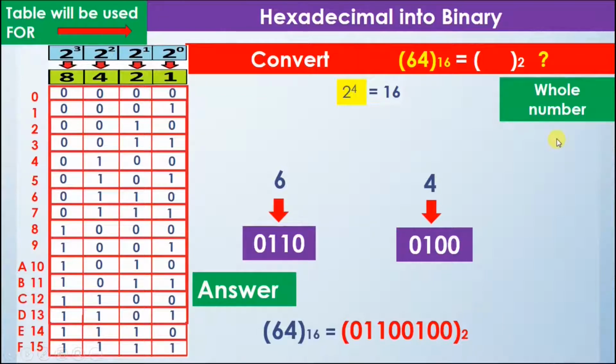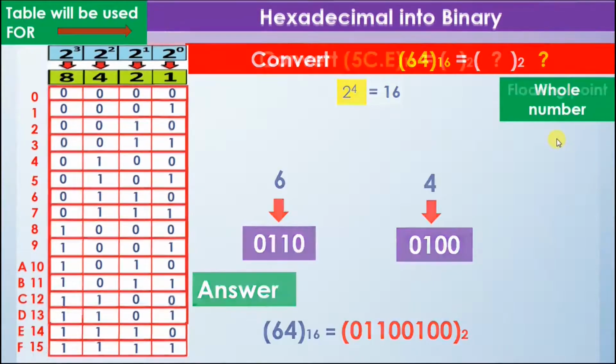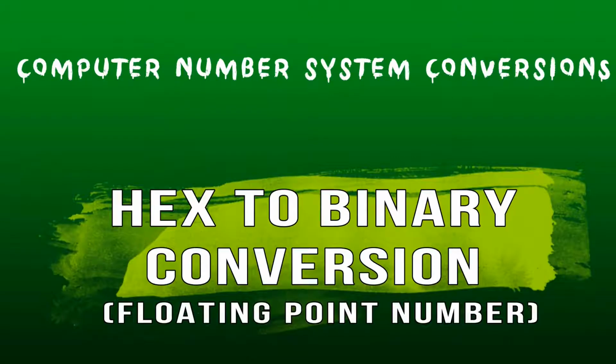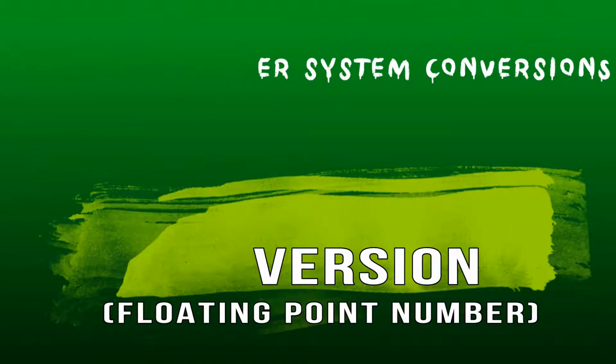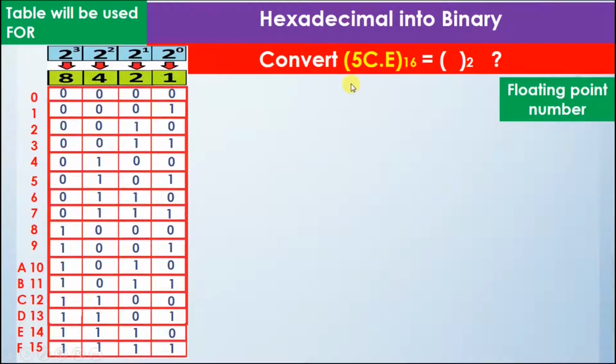In the next example, we will see how to convert hexadecimal into binary using a floating point number. So here the number given is 5C.E in hexadecimal and we have to convert it into binary. So we know that 2 raised to power 4 is equal to 16. So we have the table that has 16 rows and 4 columns.